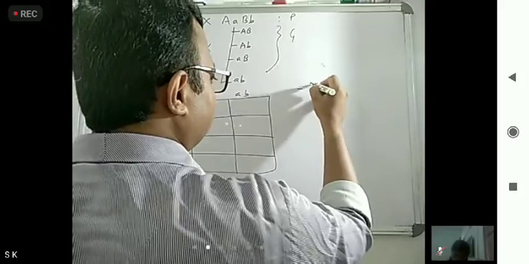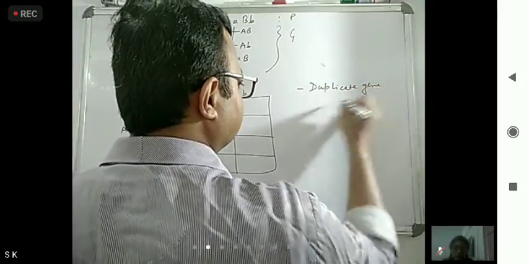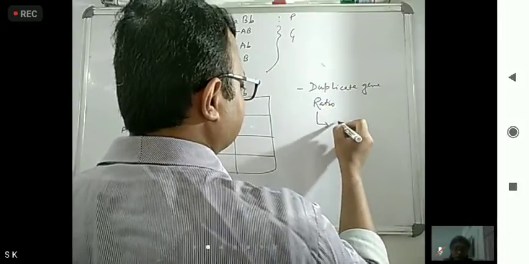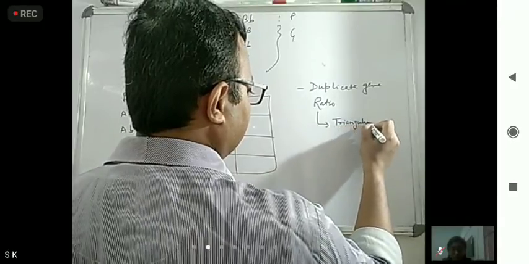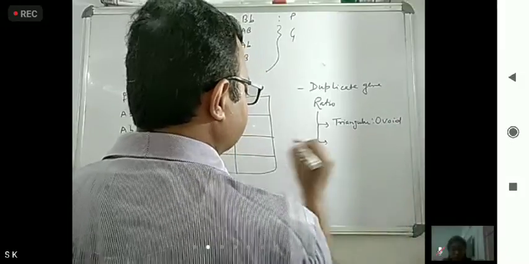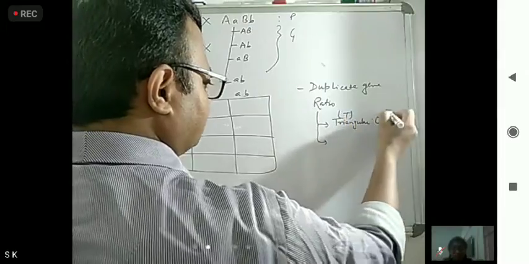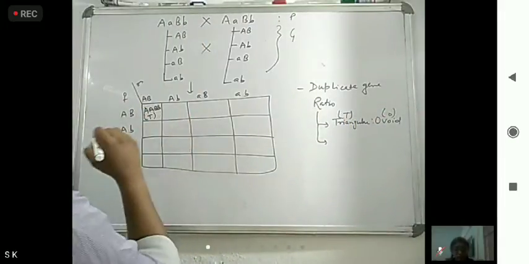Here what ratio will come? Duplicate gene ratio. Already we discussed two types of characters are there. One is triangular and one is ovoid. So only two types of ratio will come. We will see that. Triangular we will denote with T and this we will denote with O. So this is T, triangular.